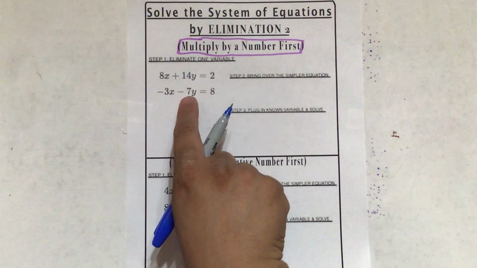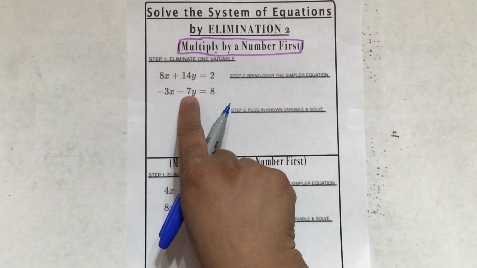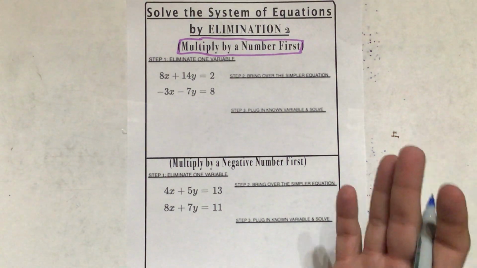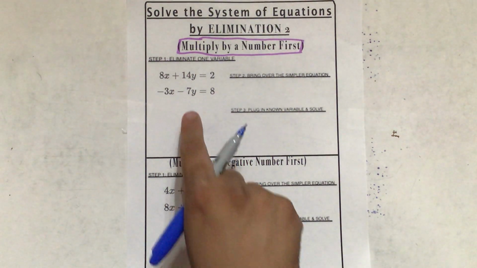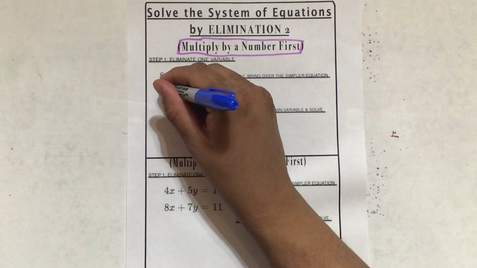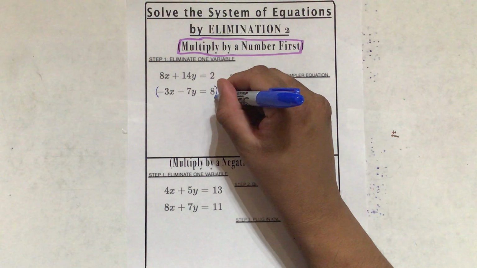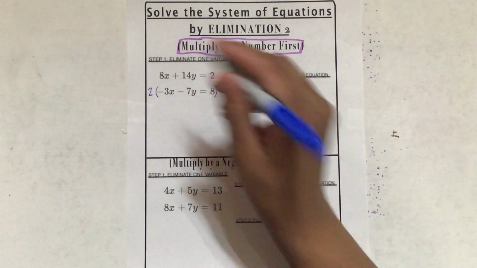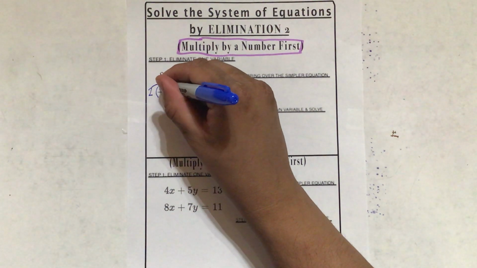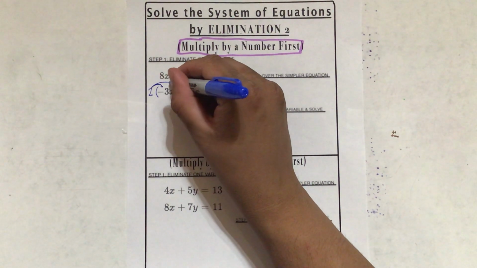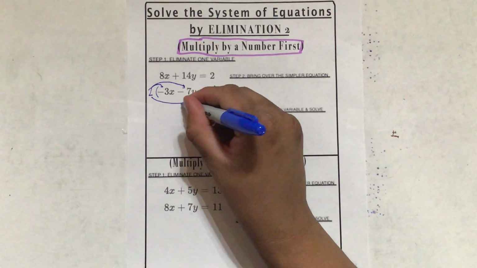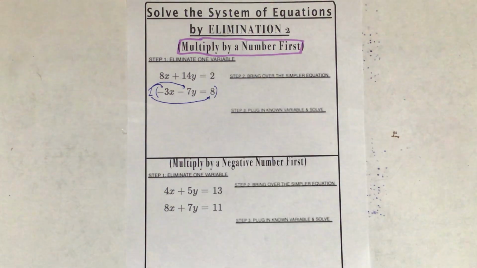Because all I have to do is change this 7 into a 14. I cannot change this 3 into an 8. There's nothing that multiplies 3 by to get 8. But there is something that multiplies 7 by to get 14, and that's 2. So if I put parentheses and put a 2 on the outside, multiply by a number first, I'm going to multiply by this 2 here. So 2 times negative 3, 2 times negative 7, and 2 times 8, because it's all the way over at the end.